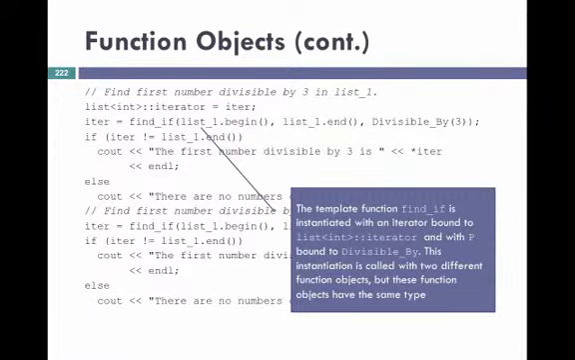Here's a template function find_if. It's instantiated with an iterator bound to the list<int>::iterator. And this instantiation is called with two different function objects, but these objects have the same type.